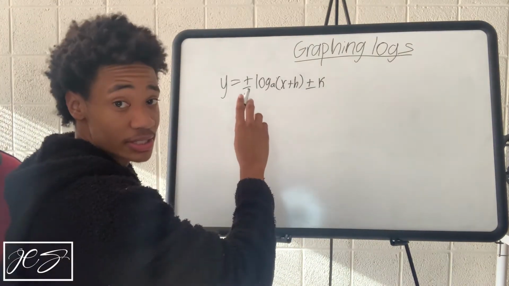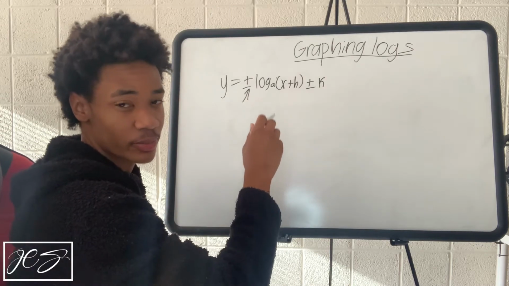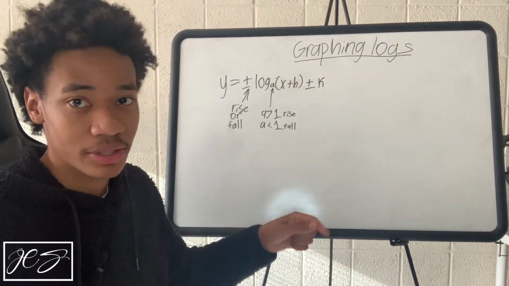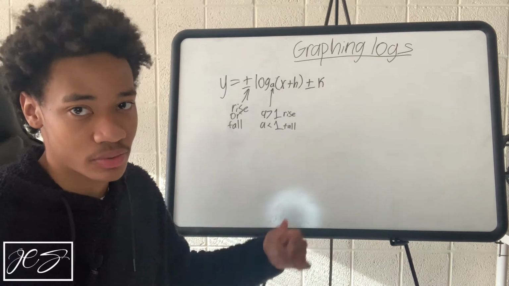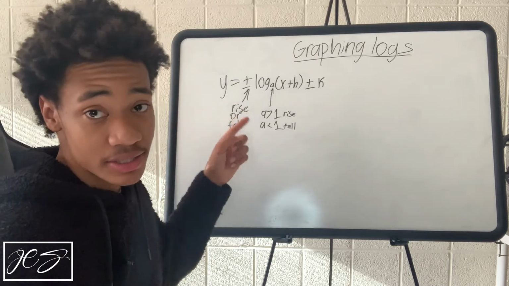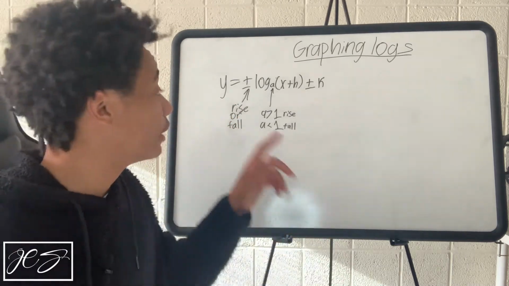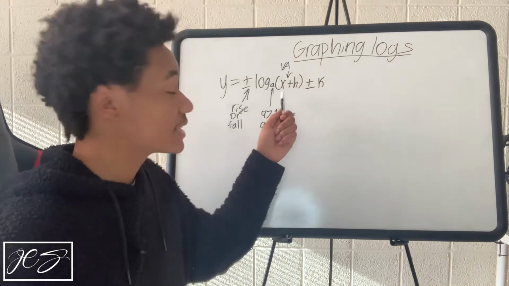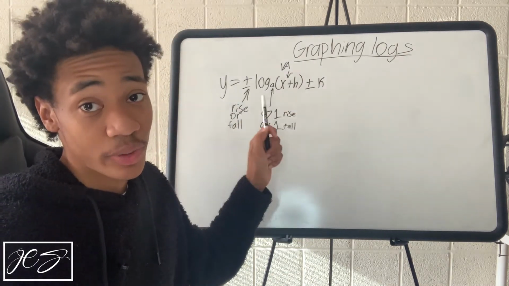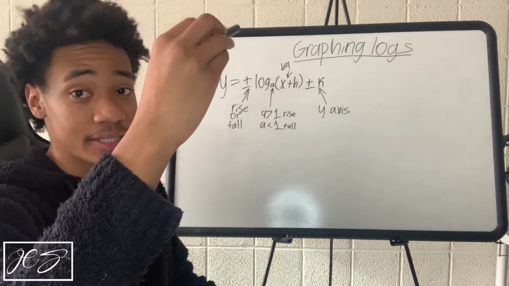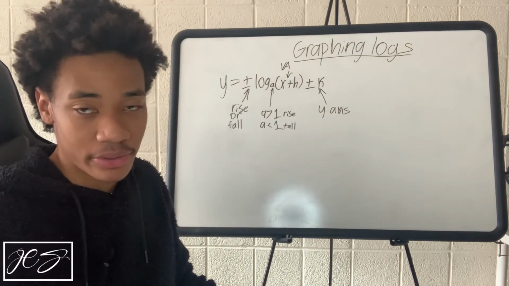So if the log is negative or positive, that is what determines whether it's going to rise or fall. Also, if a is greater than 1, then it's going to rise, and if it's less than 1, it's going to fall. If a is less than 1, but the log is positive, it's going to fall. If the log is positive and a is greater than 1, it's going to rise. X plus h is what's going to represent the vertical asymptote, and this is what's going to determine whether or not it goes up on the y-axis or down on the y-axis, depending on whether or not it's negative or positive.